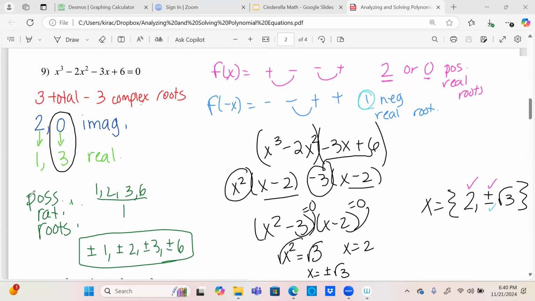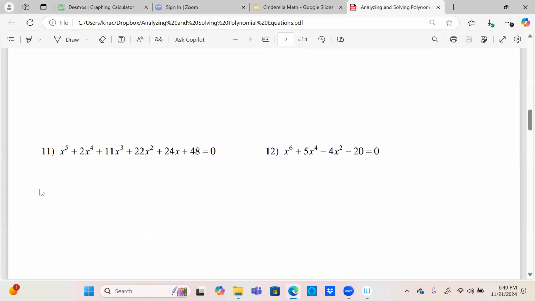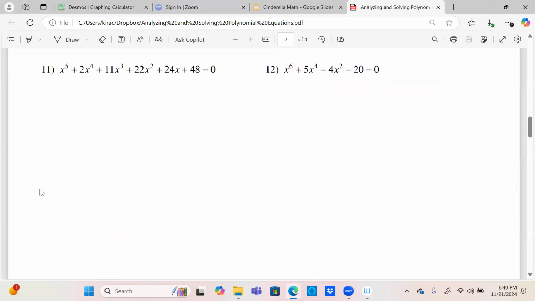That was number 9. Used a grouping method again to help me on that. Ooh, number 11. Cranking it up some here.